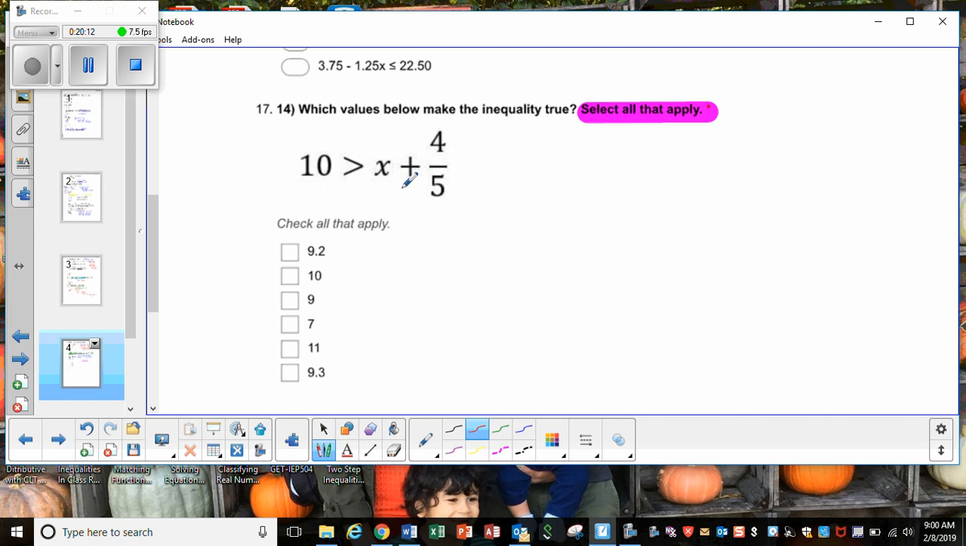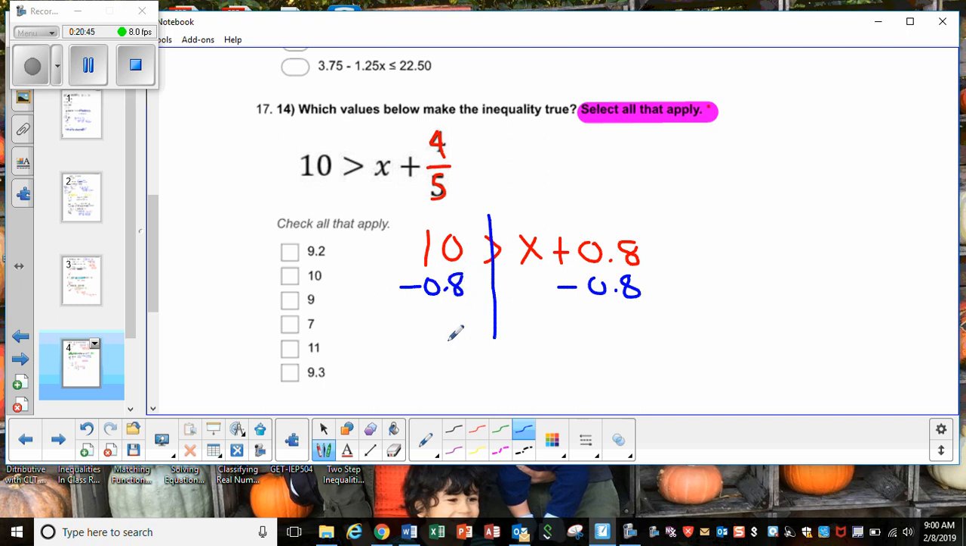Instead, I'm going to solve this inequality. First thing I'm going to do is change 4/5 to 0.8. I have that memorized. If you don't know that 0.8 is the equivalent decimal for 4/5, then in your calculator, you can do 4 divided by 5 to get that value. Okay, so I have a one-step inequality and there is no negative coefficient. So I'm going to go straight to inverse operations. I'm going to subtract 0.8, and then 10 minus 0.8 is 9.2 is greater than x.